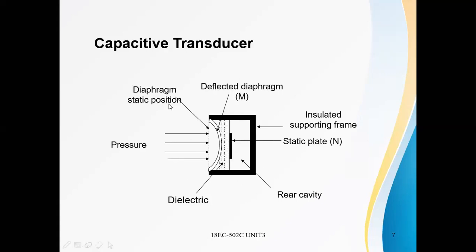Here is the diaphragm static position. This is the deflected diaphragm M, this is the dielectric, and this is the rear cavity. The static plate is placed in this, and this outer part is the insulated supporting frame. Based on the applied pressure, this diaphragm moves. This is about the construction of the capacitive transducer.